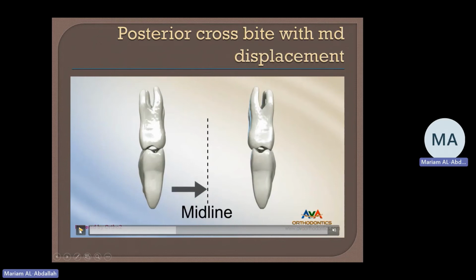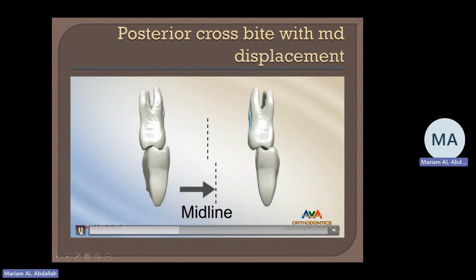This is a premature contact. If the patient continues to close, they will close in maximum intercuspation. So you can see the patient had to shift his mandible to one side. It could be the left, it could be the right. Okay, and gradually this will become a habitual bite.